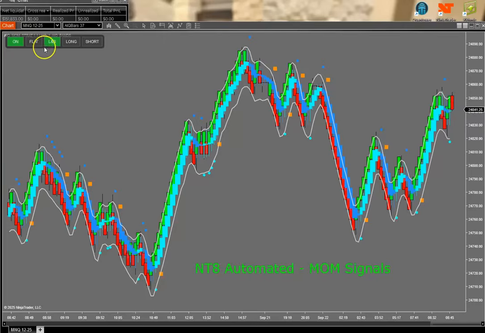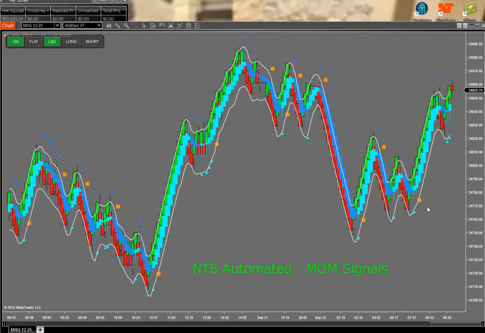I can turn it on and off. I can flatten all my positions and any stops or targets. I can put it in long only mode, short only mode, and it's a pretty cut and dry strategy. And I have a time window turned on, so there's only a certain period of time a day that I trade, basically from just after the US cash session open. And I have it turned on so it'll run till 1:30 in the afternoon US Central Time.